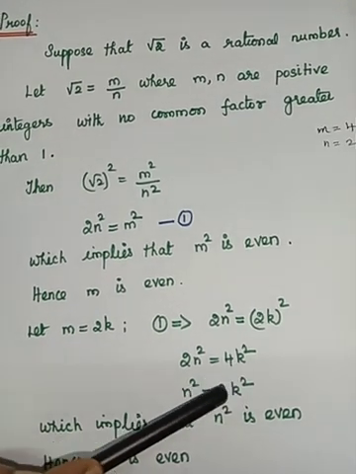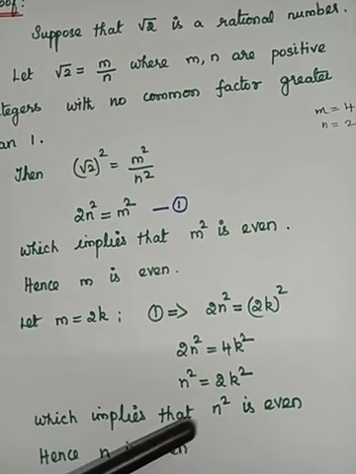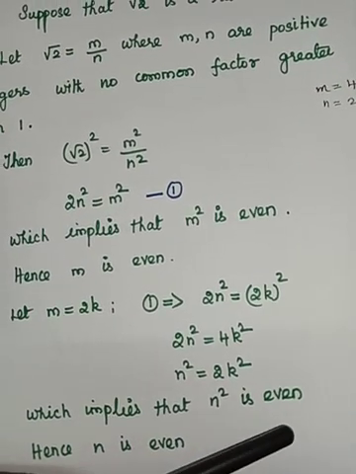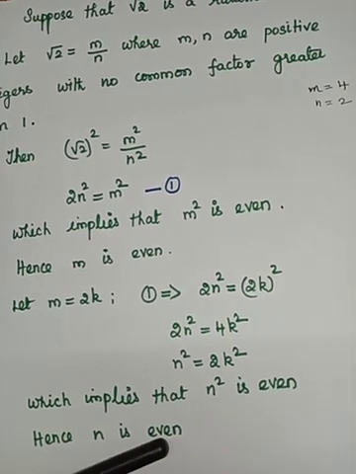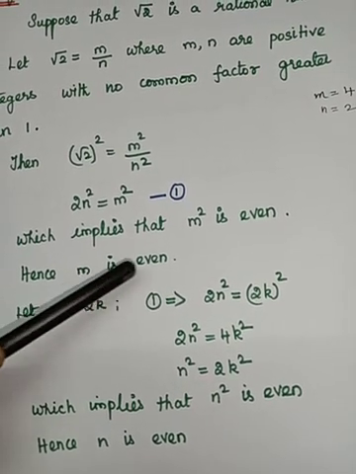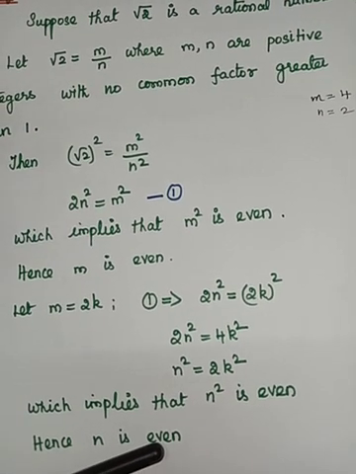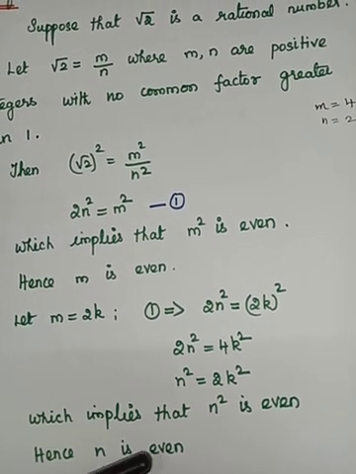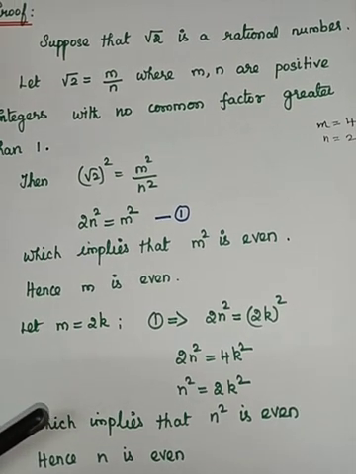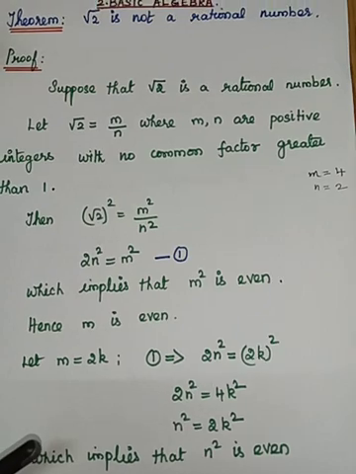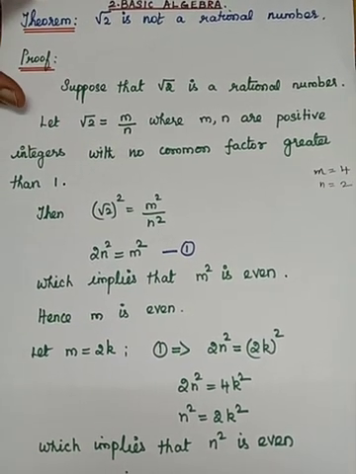Here also some number is multiplied with 2. So we conclude n squared is even. If n squared is even, n is also even. You see the sentence: m is even and n is even means m and n are multiples of 2. So m and n being multiples of 2 means they both have the common factor 2.